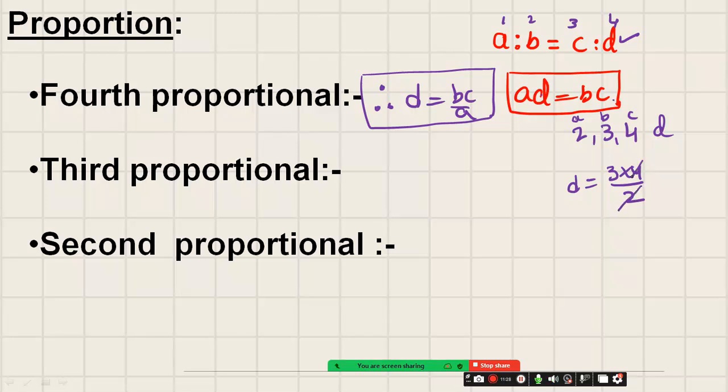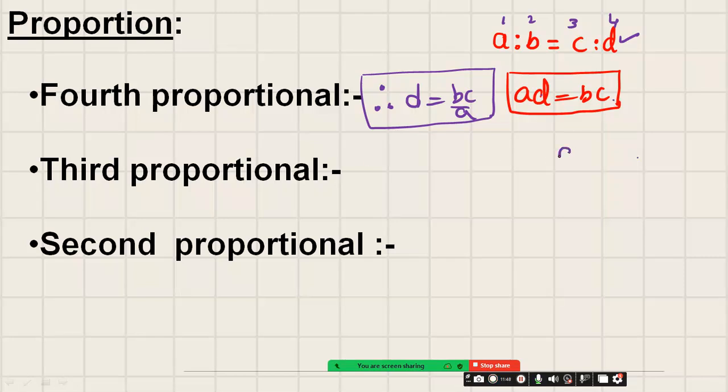Let me calculate. 2 1s are 2, and 2 2s are 4, 3 2s are 6. D value is how much, guys? 6. So just remember only formula, guys. Fourth proportion formula D is equal to BC by A. Right. Coming to the next one.